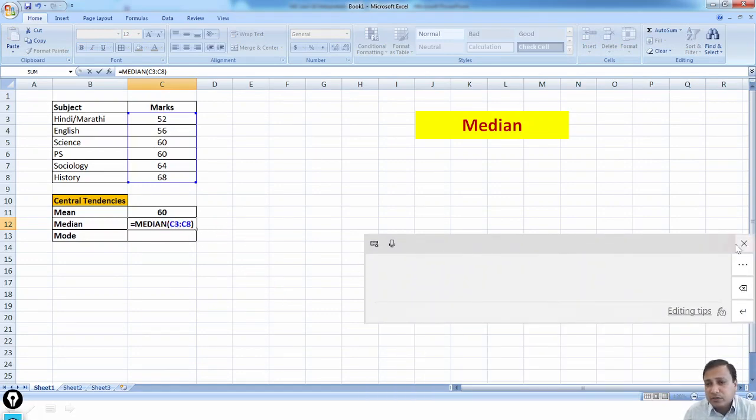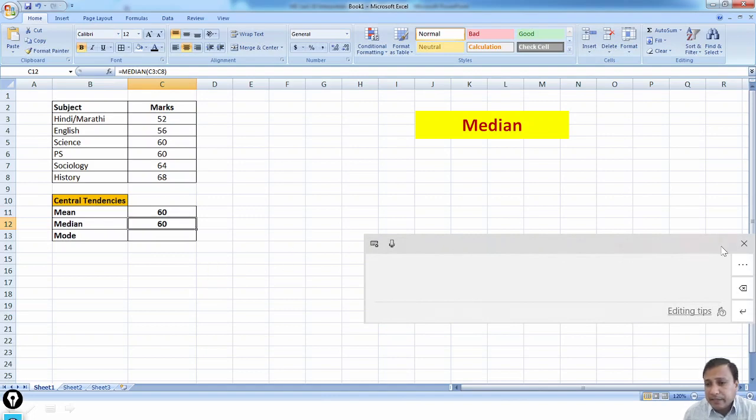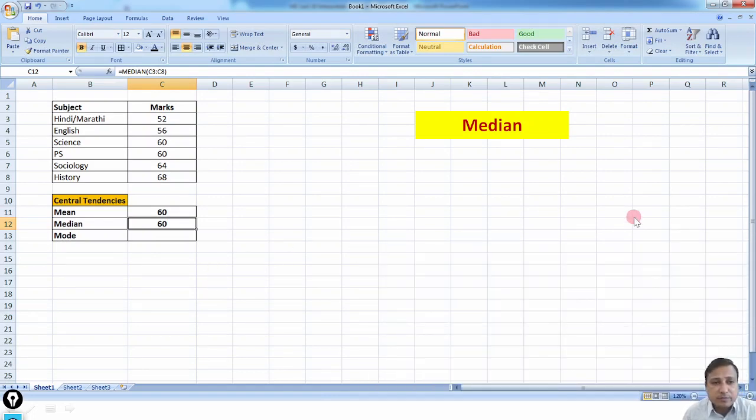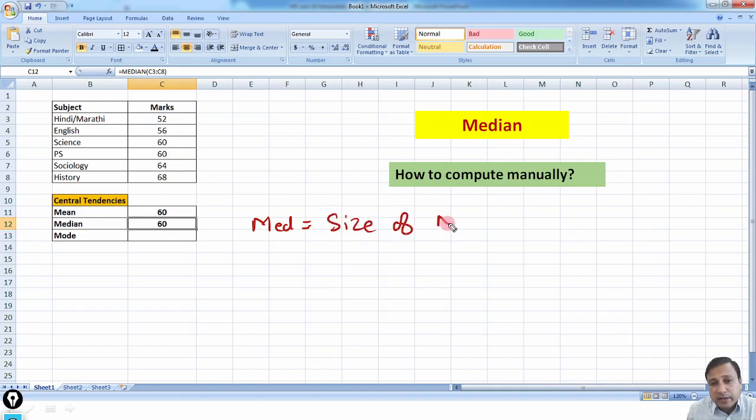The same example we are using to compute the median here. Simply I'll use a function or a formula, median. I'll select the range and I'll get the median. The process part we have already covered in the previous lecture. Fine. How to compute it manually? To compute it manually, the formula is median is equal to the size of (n plus 1) divided by 2 item.